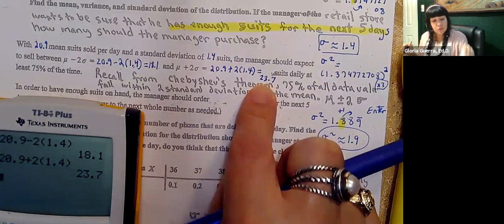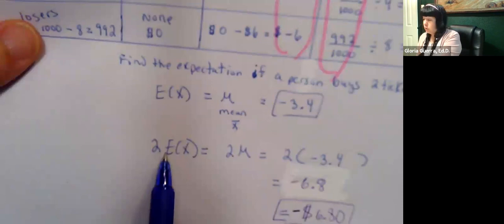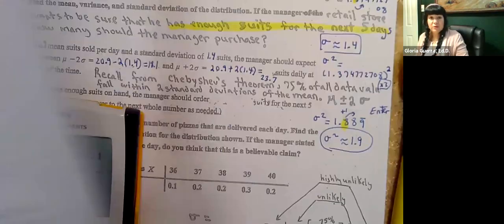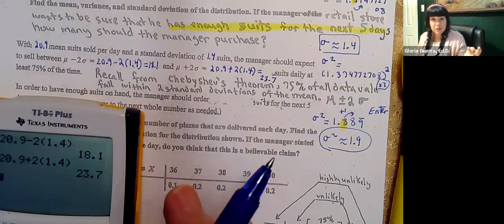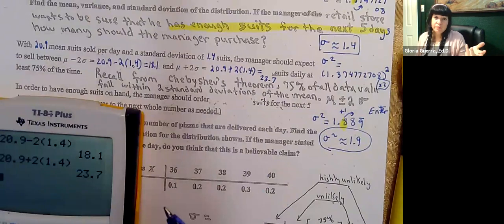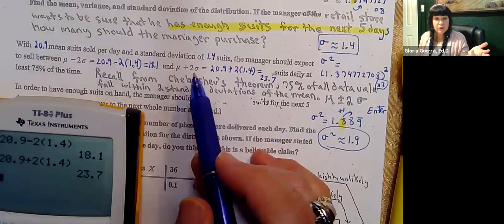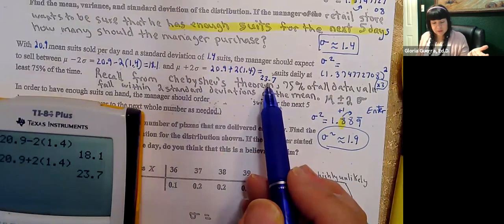Just like a while ago we did expected value times 2 because there were 2 tickets being bought. Well, here it's 5 days. So think of it as 5 times expected value. What's the mean? It's kind of like a mean, but a mean with this figured in because of the idea of Chebychev's. So it's 23.7 times 5.